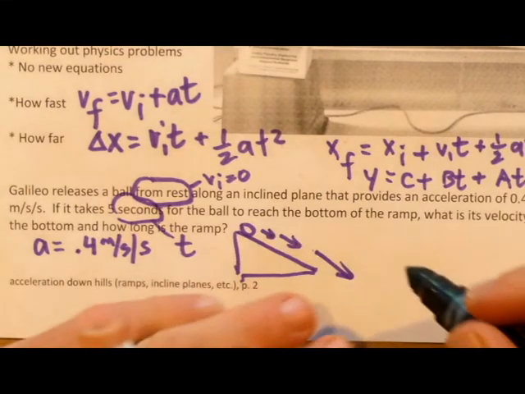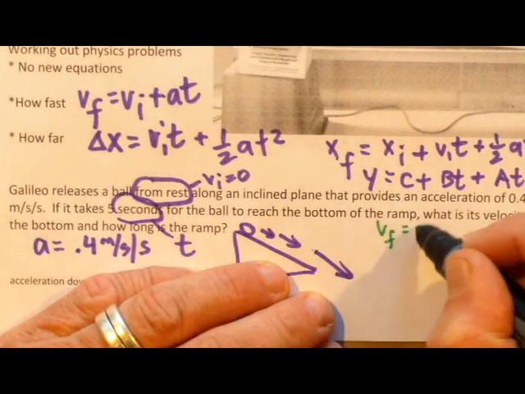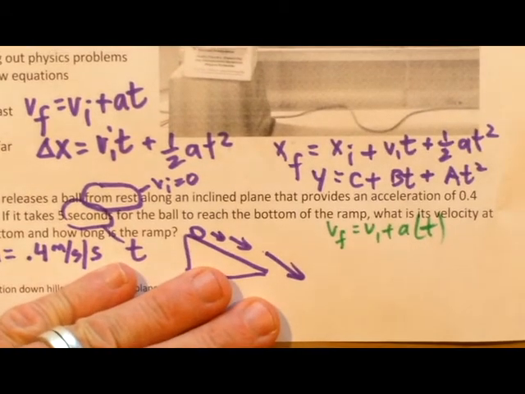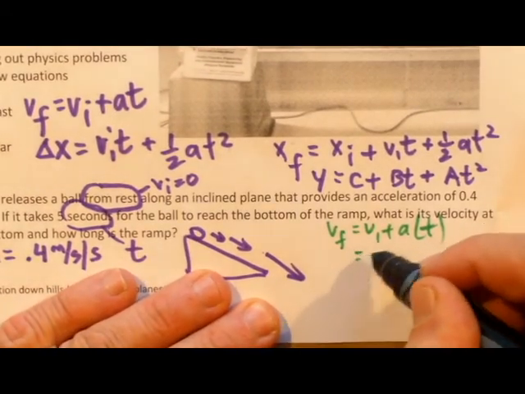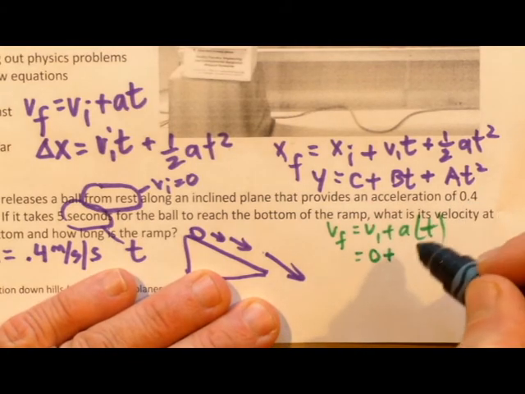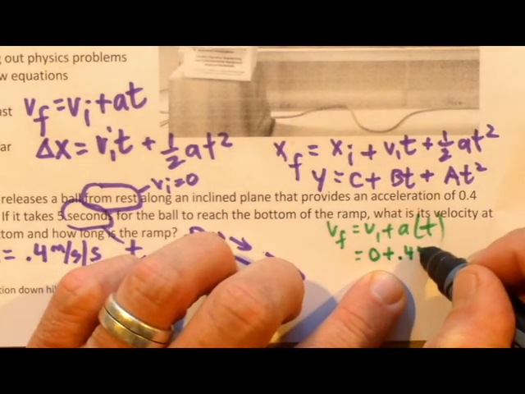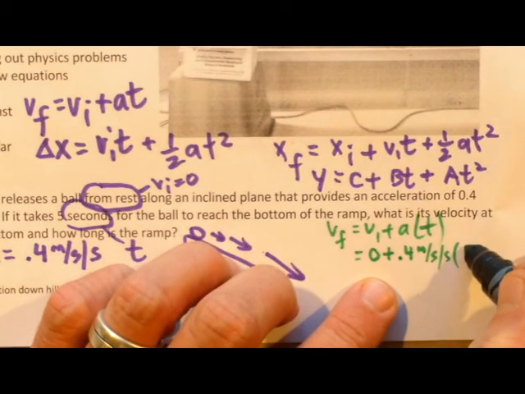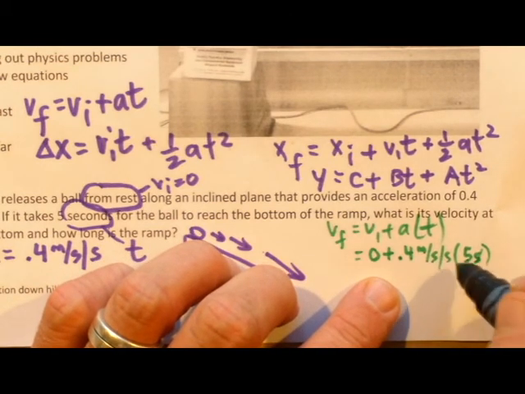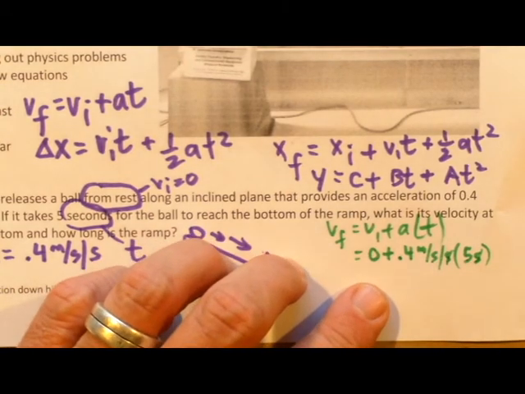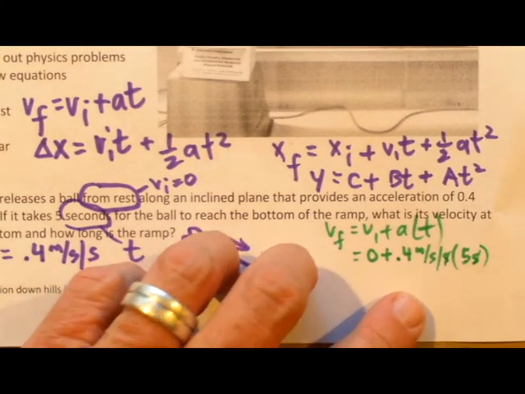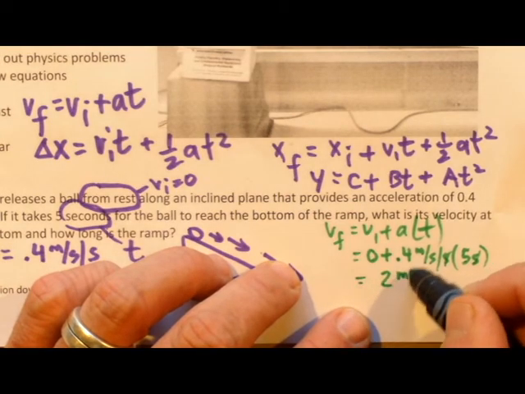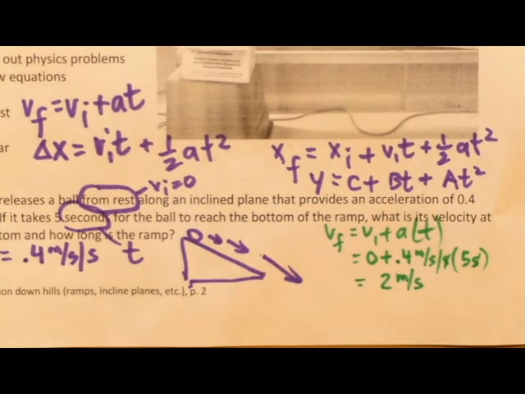So if we use our how fast equation, we would have 0 plus our acceleration, 0.4 meters per second squared, times 5 seconds. One of my seconds cancels, and I have 0.4 times 5. That's going to be 2 meters per second. That would be how fast.